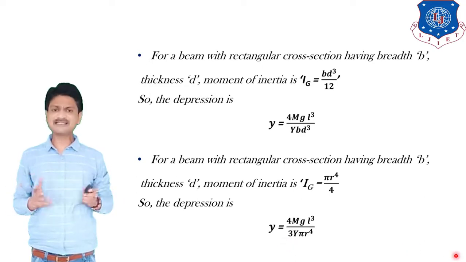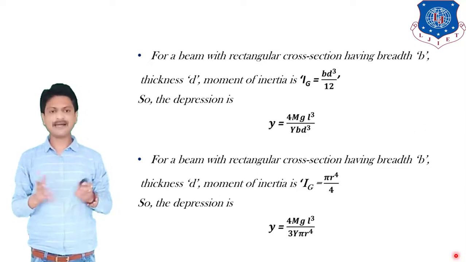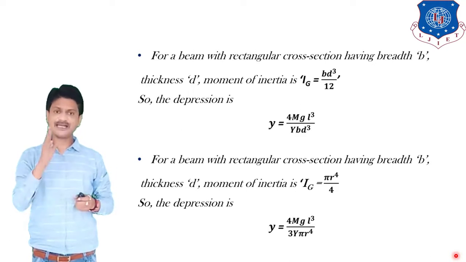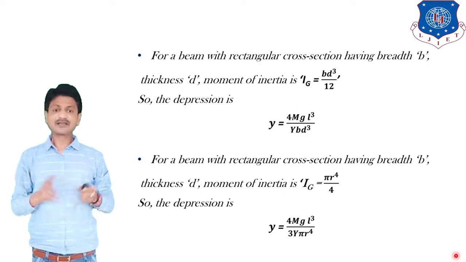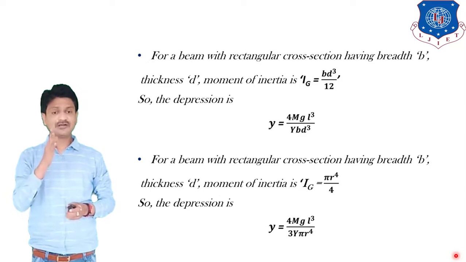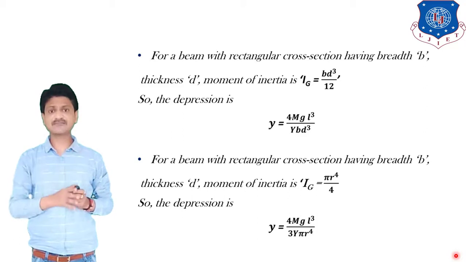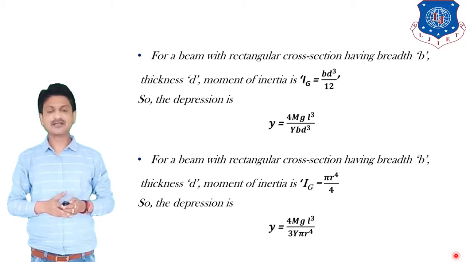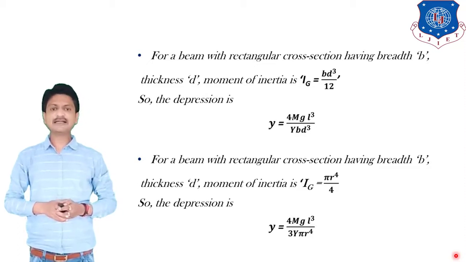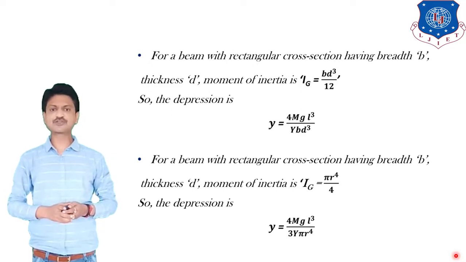So, in this video, we have discussed the concept of beam, bending of beam, and cantilever, and we have derived the equation of the bending moment and depression of the cantilever. We also discussed the same cases for a rectangular cross section beam and a circular beam. Now, in the next video, we will learn to calculate the depression of a cantilever beam in case of uniformly distributed load.